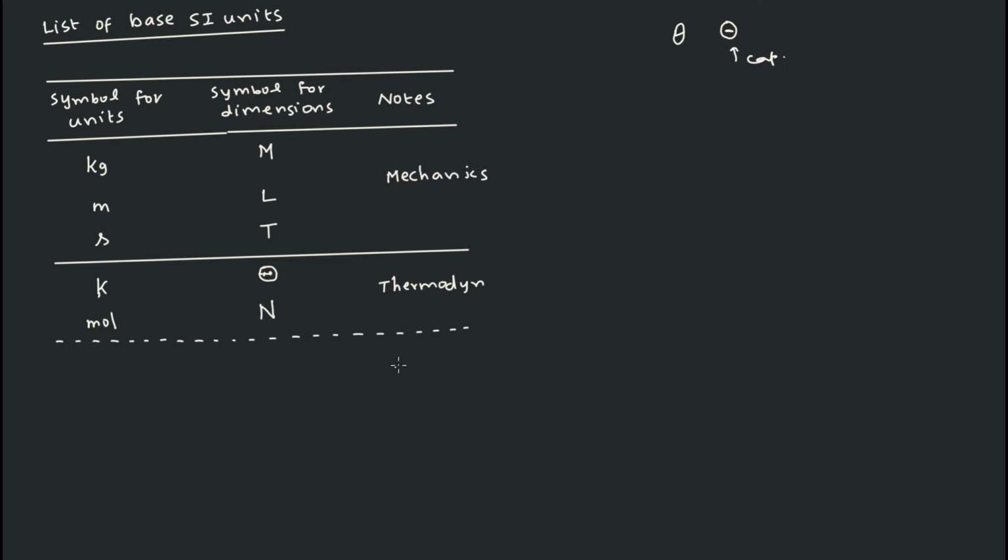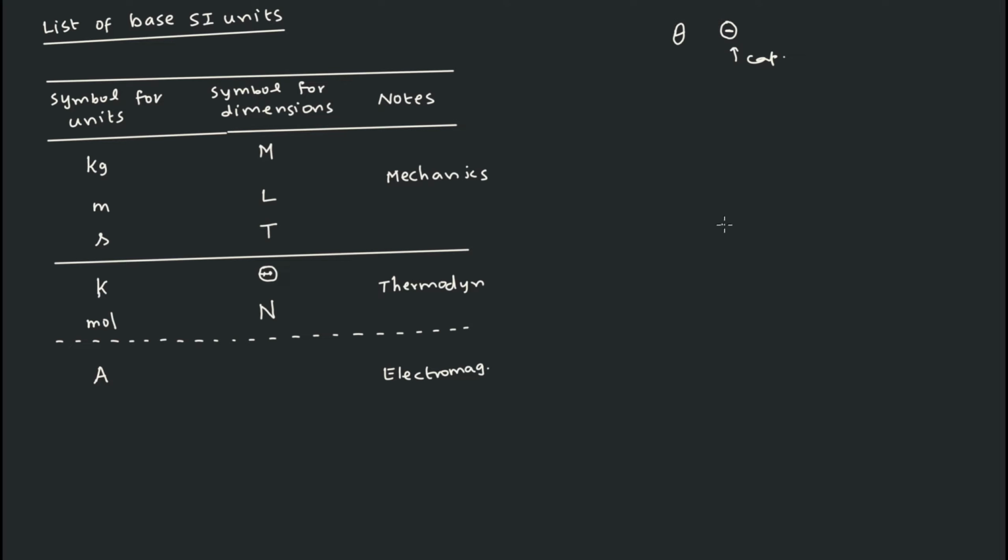And now you come to electromagnetism. For that, how many of them are required? Surprisingly, only one is required. You don't need more than that. Simply you need the ampere. That means the measurement of current is done in the units of ampere. So we write capital A.